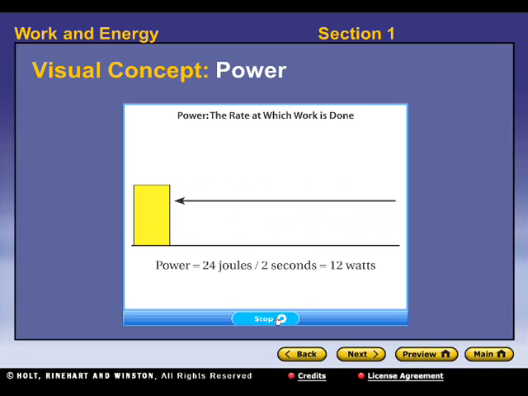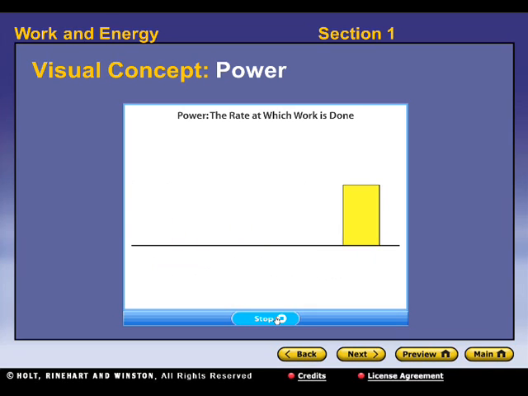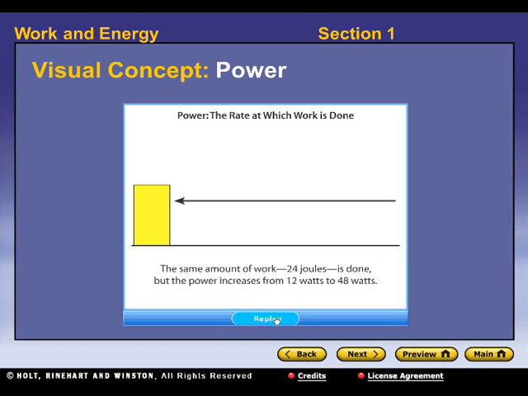Power is a measure of the work done, or the energy transformed, per unit time. Power is the rate at which work is done, or energy is expended. It is measured in joules per second, which are known as watts.